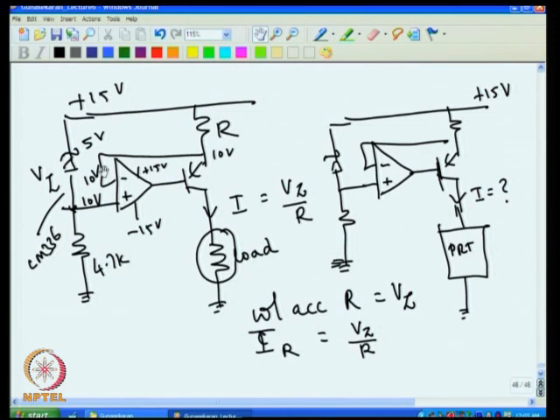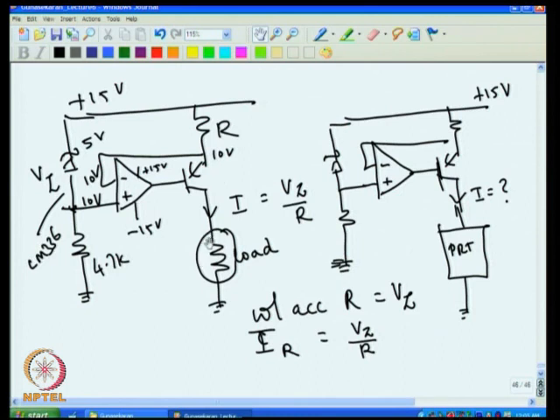So other way around, if it is 10, this has to stay only at 10. If it goes more, then automatically it pulls down, and if it comes less, automatically the current reduces and this point goes up. So eventually what happens is that this voltage is 10 and this also comes to 10. That is how it regulates and keeps the current constant.